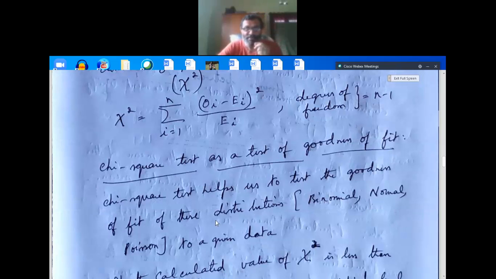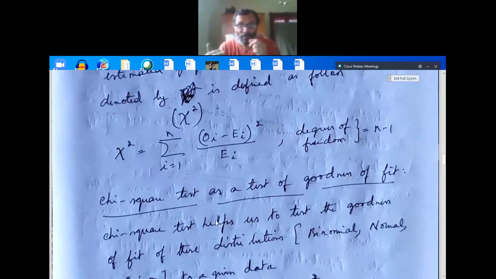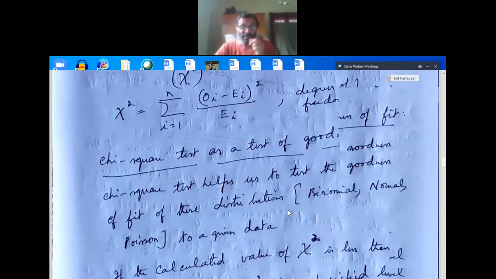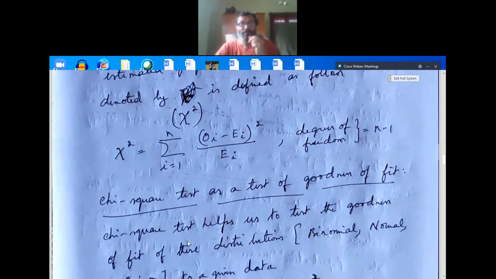Chi-square test as a test of goodness of fit means, when you draw the graph, how far we can assume the graph is correct. Goodness of fit means the actual plot of the graph and what you got from calculation are both correct. How do we know? The chi-square test helps us to test this. What is the application of the chi-square test?